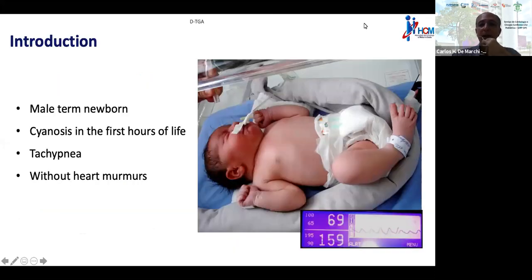Okay, I'll start just to show the focus in a diagnosis of a baby, a newborn with severe cyanosis. This is our baby, male term newborn, with cyanosis in the first hours of life. This is the pulse oximetry, 99%. This is in the foot. Tachypnea without heart murmur. These are dangerous for the new pediatrics and the neonatology.